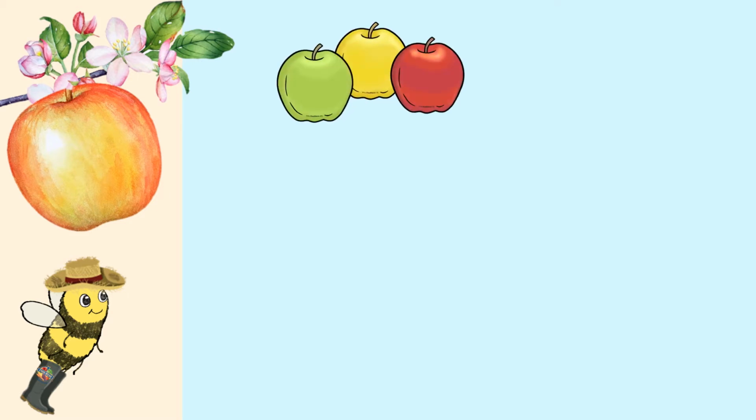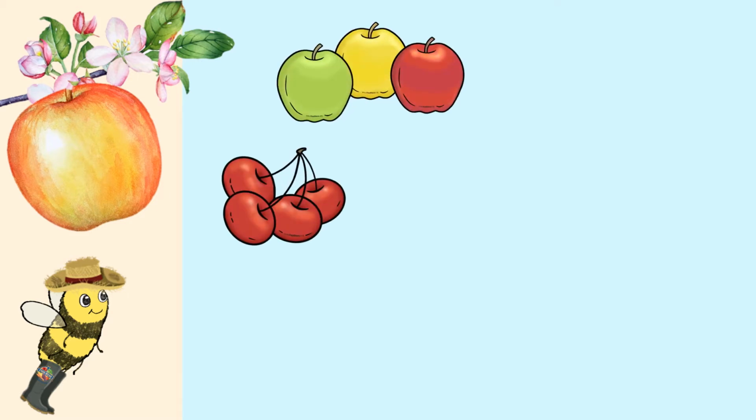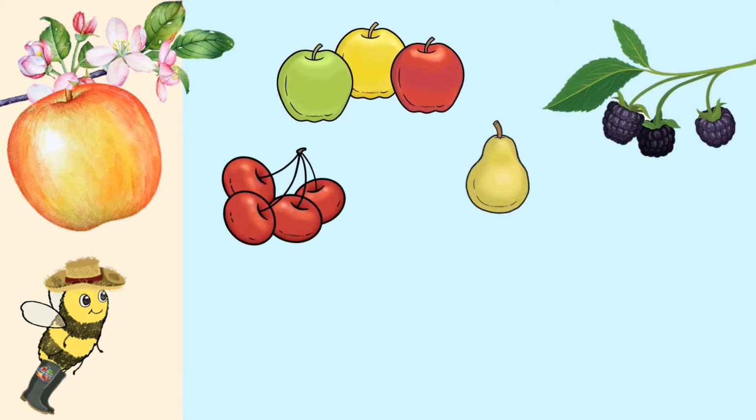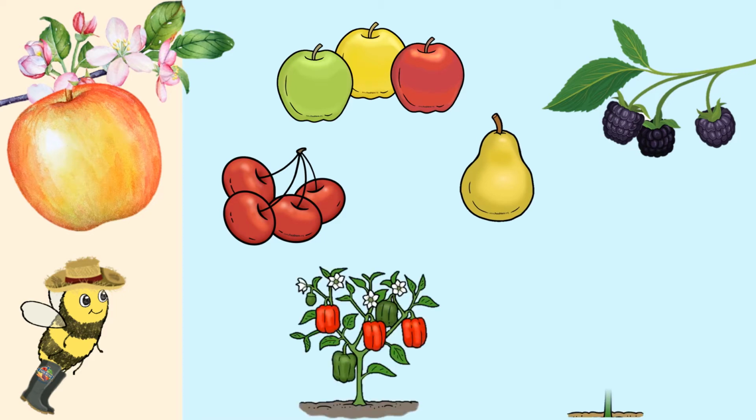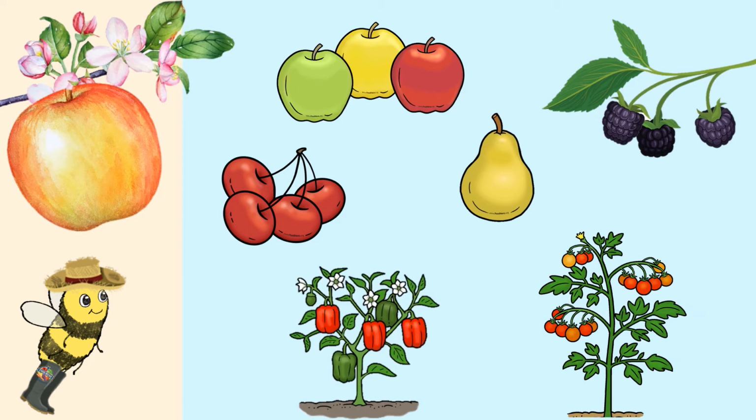Most fruits have seeds in them, such as apples, cherries, blackberries, pears, even peppers and tomatoes too. These are just some examples. I bet you can think of more foods that have seeds.